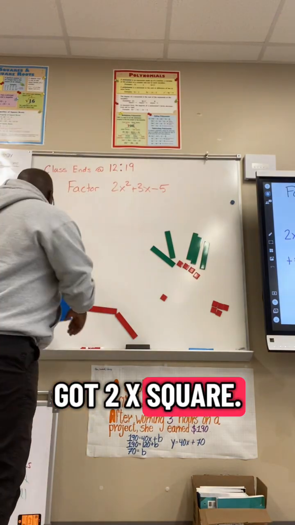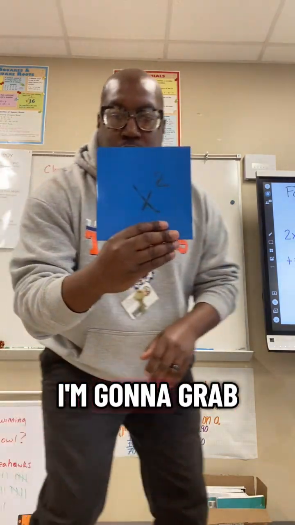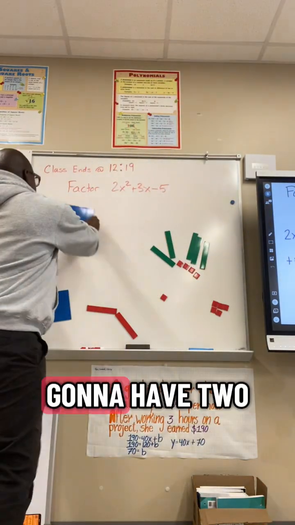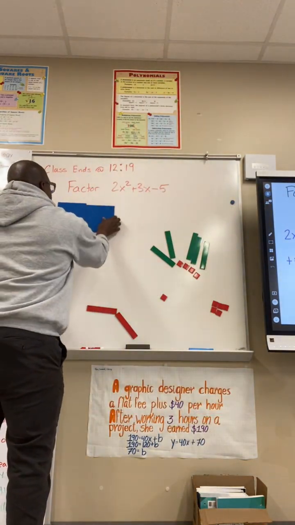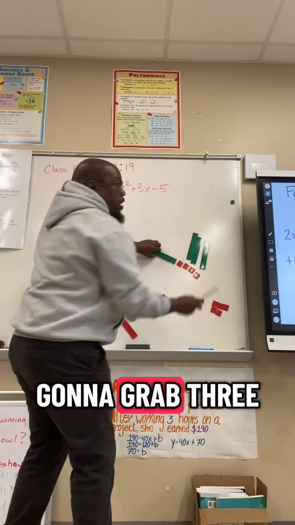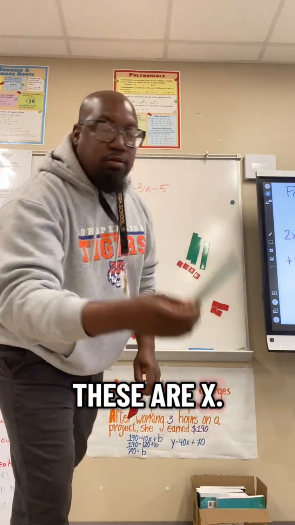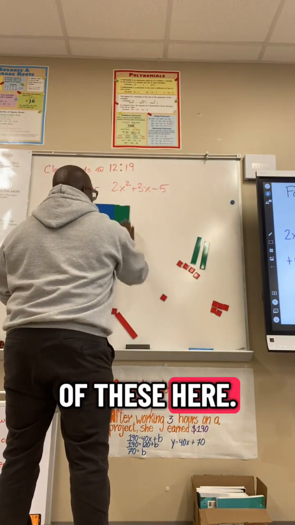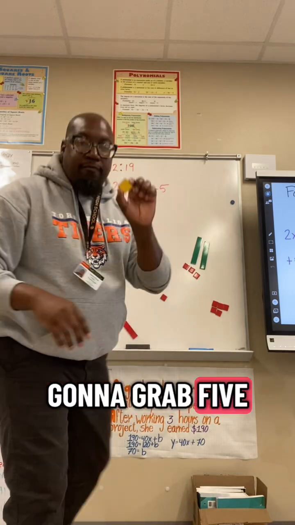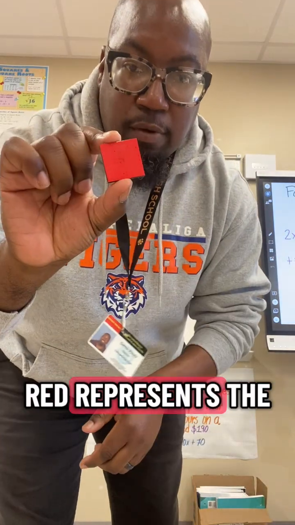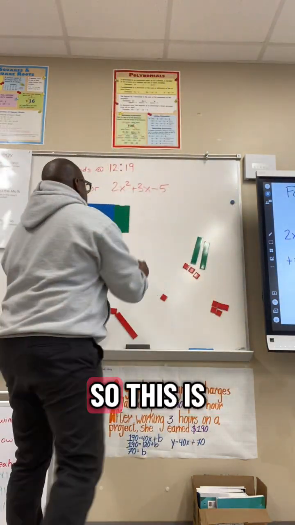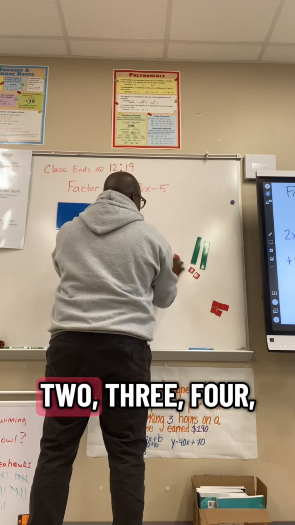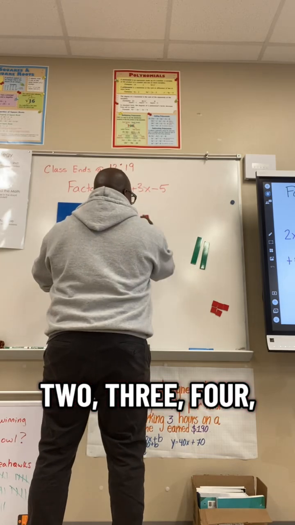So I got 2x squared. So what I'm gonna do is grab two of these, okay? I'm gonna have 2x squared of these. I'm gonna grab 3 of these, okay? These are x, okay? So this is gonna be 1, 2, and then 3 of these here, okay? Then I'm gonna grab 5 of these, but they're gonna be red because red represents the negative side. So it's gonna be 1, 2, 3, 4, 5, okay?